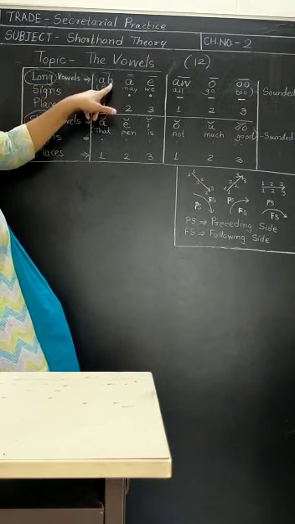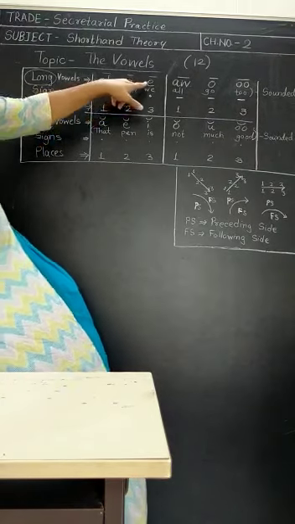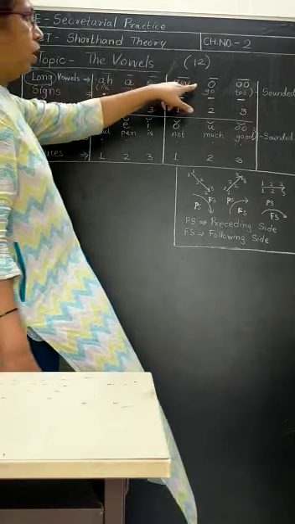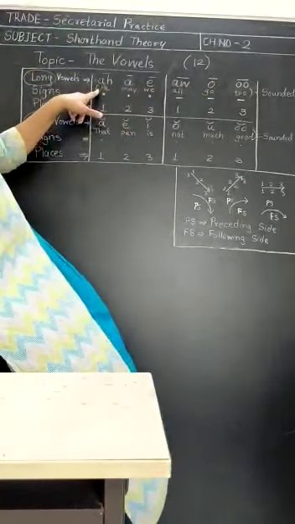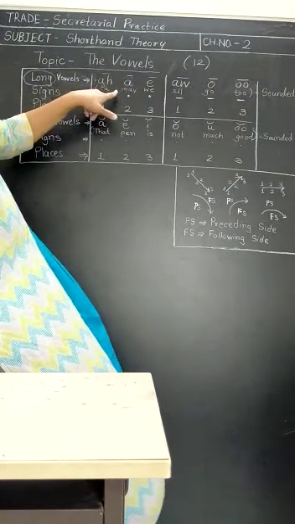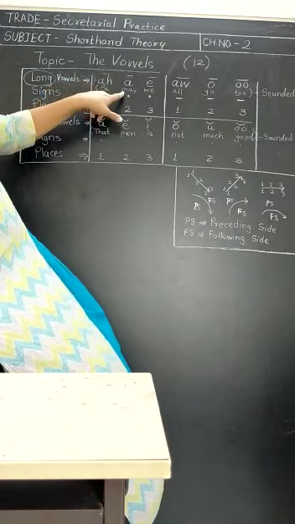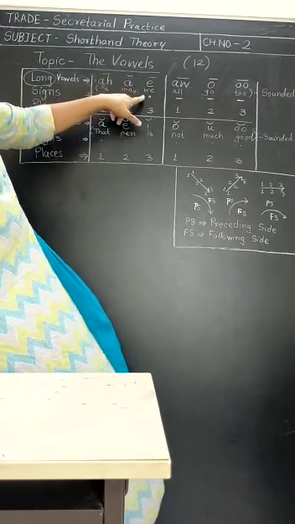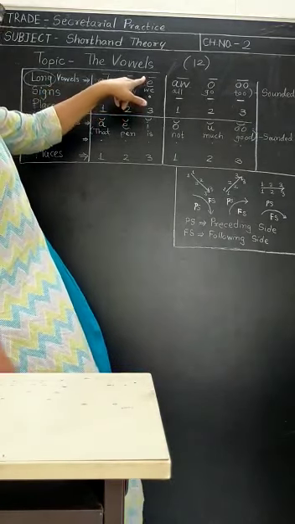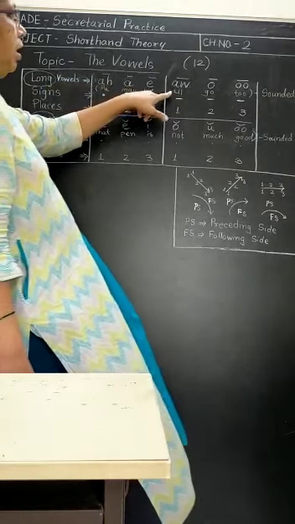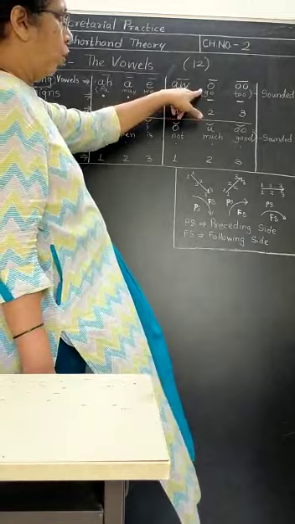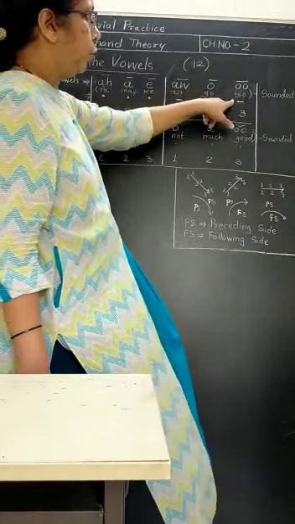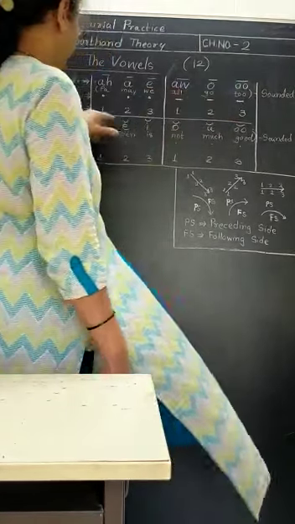Long sounded vowels are A, E, O, U, as sounded in pa. In the word pa, it is A. In the word may, the A sound is there. In the word we, E. In the word all, O. Go, O. And in the word to, it is U.